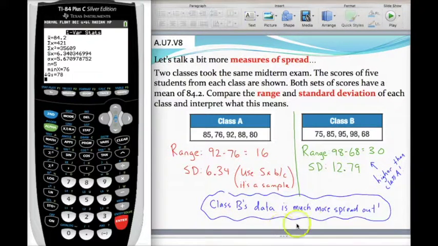So that's what I've done down here. In the next couple days, we'll take a look at creating graphs to look at this data, and we'll actually see that spread in a visual format. But for now, we can just take a look numerically. I can see my range is almost doubled, my standard deviation is almost doubled, and those are indications that your data is much more spread out, much more varied compared to Class A.